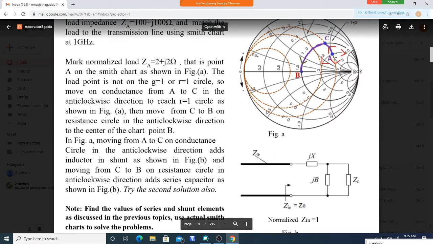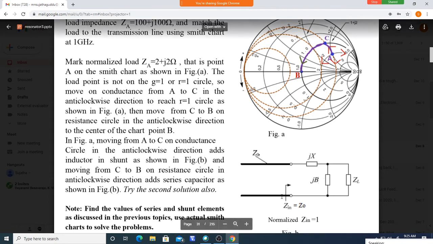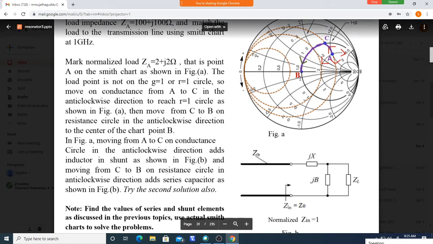What I did, I marked ZL first. See, this is ZL. I know what value I want, and that also you should mark. I want this as the input impedance. I want 50 ohm here, because you should know the destination, what value I want, and mark 50 ohm here. From the given value, I should change this value to this value. So from here I have to move, and I should reach this point.